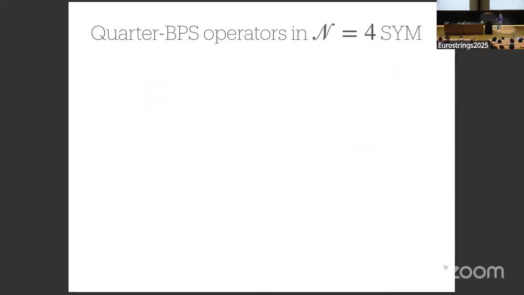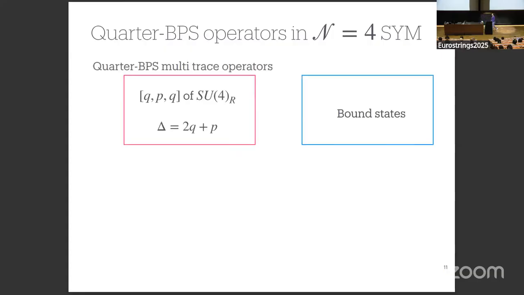Okay, so then we also have another set of protected operators, which are a bit less protected than the half BPS ones, which are quarter BPS. And here we have a bit more complicated representation of SU4. Those are also bound states, they are dual to bound states in AdS, and I'm going to consider mostly these ones that transform in the representation of SU4 symmetry, and the dimension again is fixed by supersymmetry to be this number here.